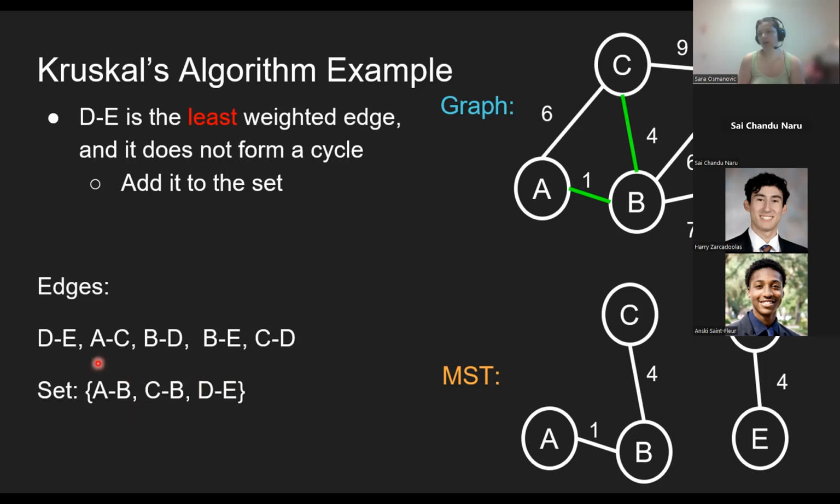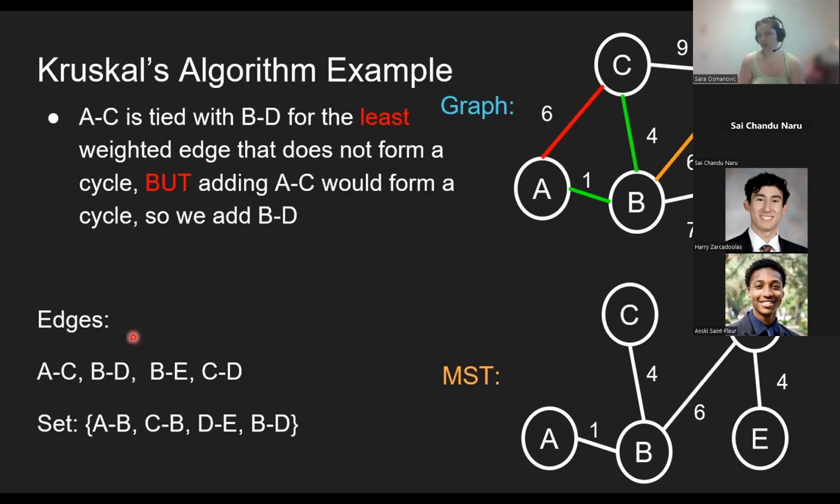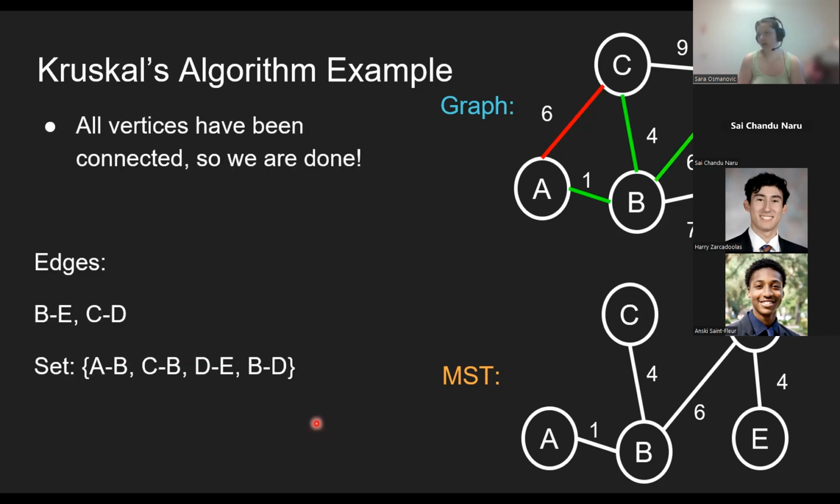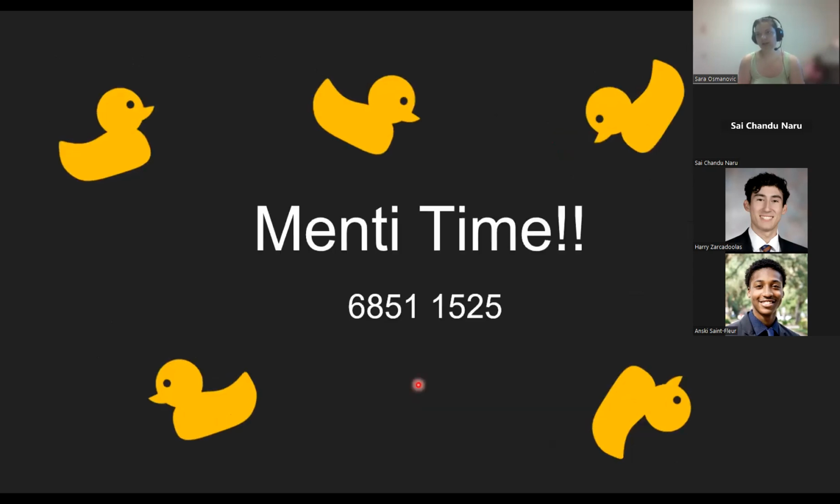And then the edges that are left are A to C. A to C will form a cycle, so we skip that one. B to D, so we add that one because it doesn't form a cycle. And at this point, we have connected all the edges, so we don't have to keep looking. The good thing about this one is that you just keep looking at the first edge that you created, and you keep popping them off as you use them or as you add them to the set.